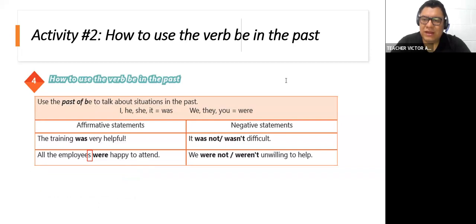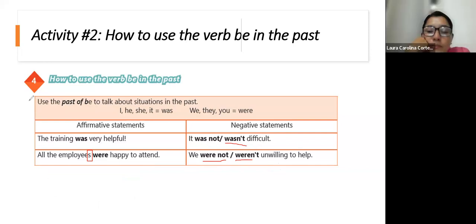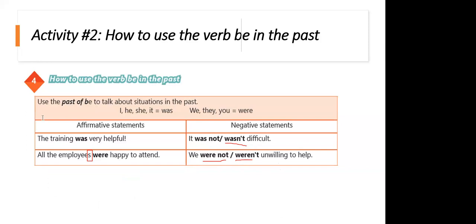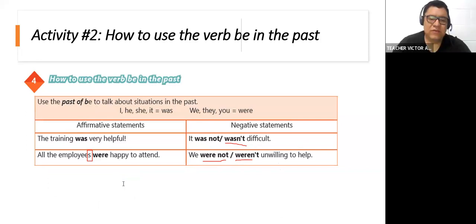Now we go with negative statements. We say it was not or it wasn't difficult. Normally in English, especially when we speak, we use wasn't a lot, because it's a contraction. And for plural, we say we were not, we weren't unwilling to help. Weren't. Wasn't.